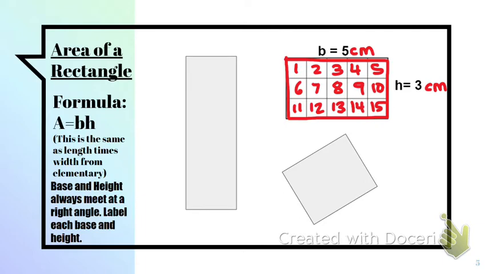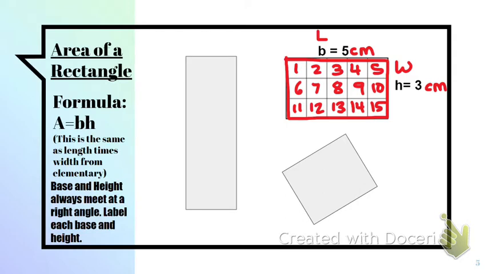Of course, we don't need to count them out like that. We could literally just multiply these, which is why we have the formula base times height. In elementary, you may have said length times width, and that is the exact same thing we're talking about. In 6th grade, our formula chart says base times height, so that will be our main focus.